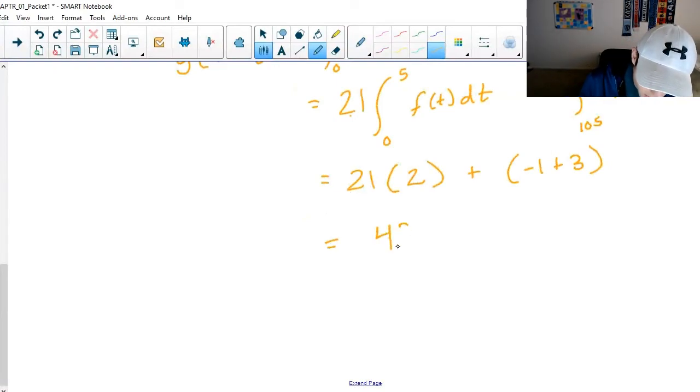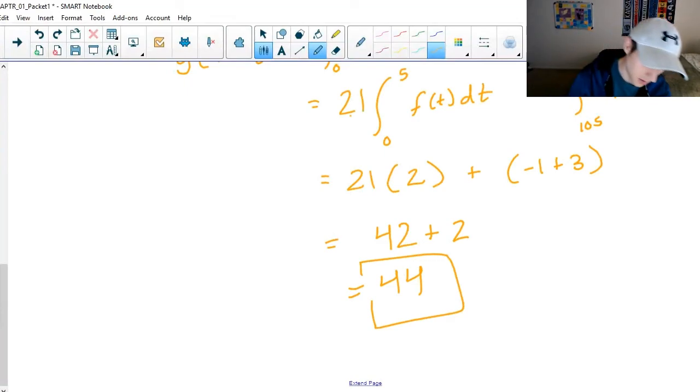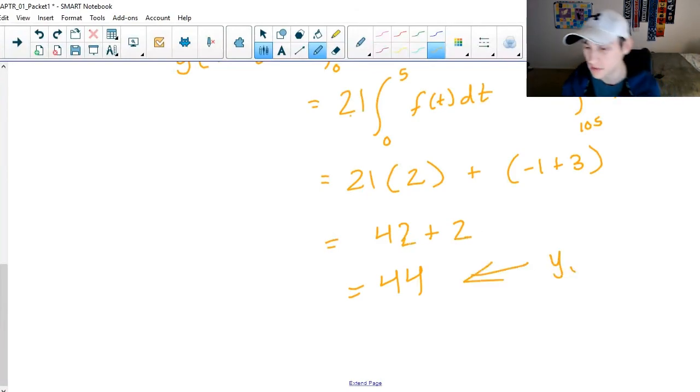So we have 42 plus 2, 44. Let me double check my work. Yeah. I guess I shouldn't circle it because that's not our final answer. But what that is, remember, is my y value, my y1.